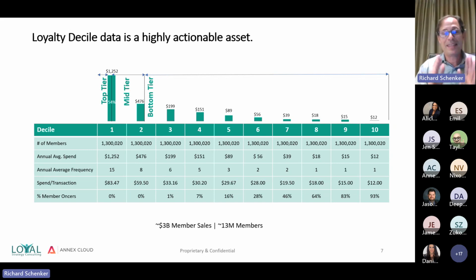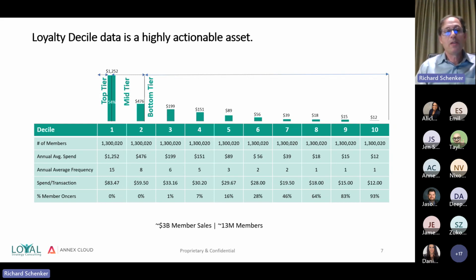So we're basically taking a 10th slice of every single customer across your entire member base. In this particular case, there are approximately 13 million members, so we have 1.3 million in each one of these deciles.